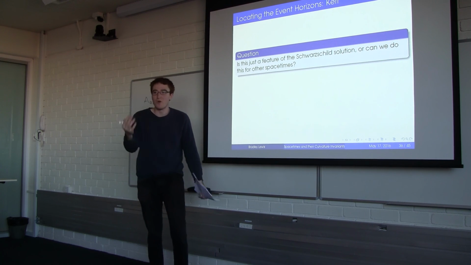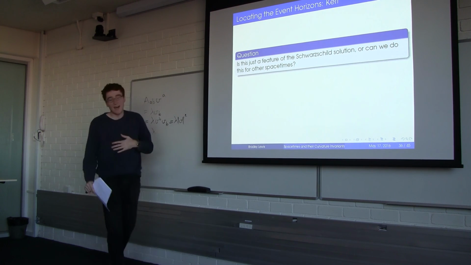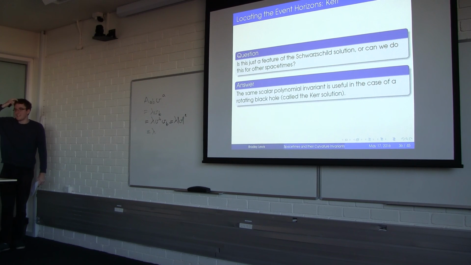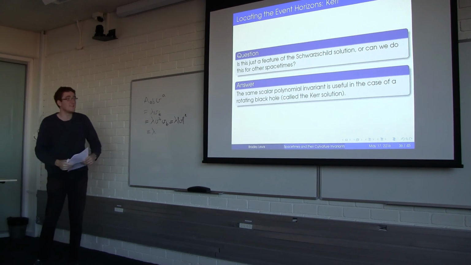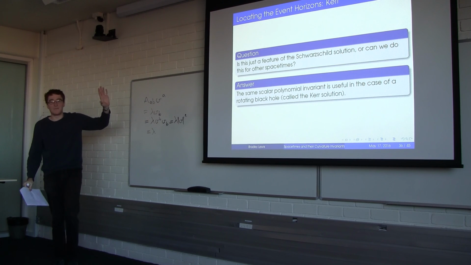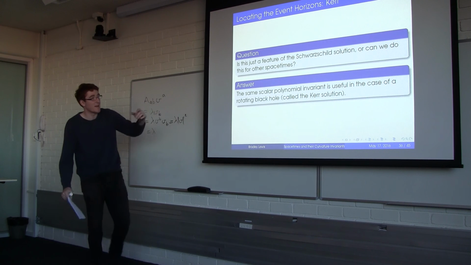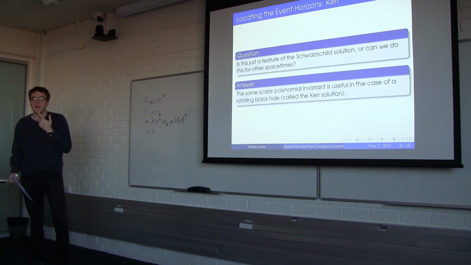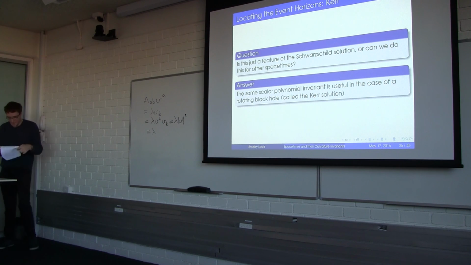You could take a rotating body, and we will be able to find its event horizons in a similar sort of construction. I'm not going to actually compute them, because the rotating solution is a lot more complicated, but you can. This exact quantity will find interesting points on that rotating spacetime, which is called a Kerr solution. But in order to locate the event horizons, you'll need to use more complicated scalar polynomial invariants.